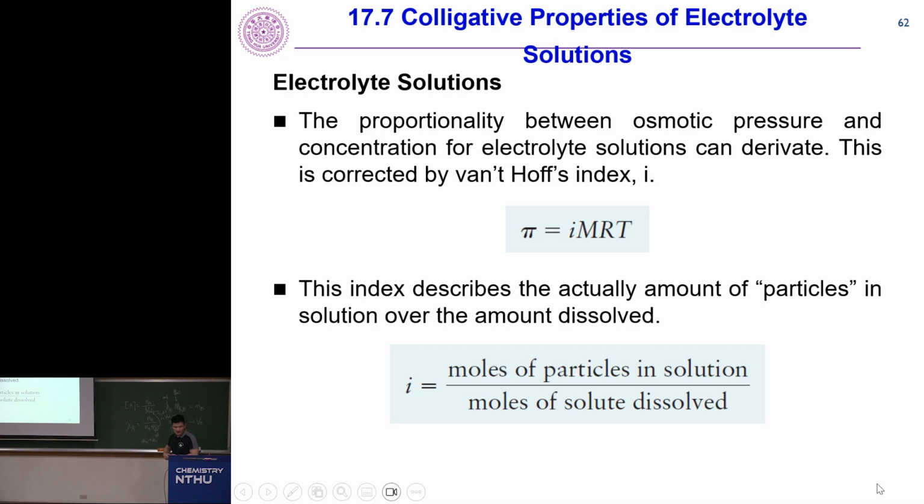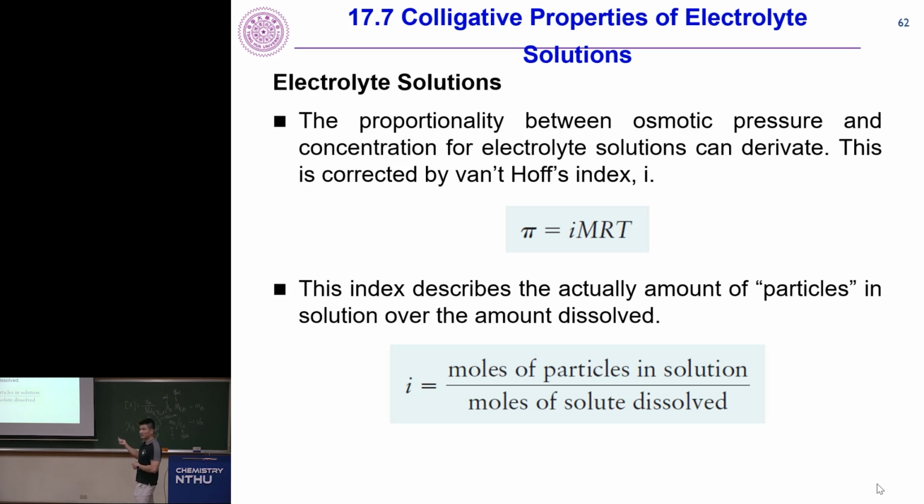All right. So like I mentioned, there's the ideal gas law, right? PV equals nRT, and of course a lot of times things are not ideal, right? Reality is we almost never have super ideal solutions. For non-ideal solutions, you have this concept called i that corrects for this non-ideal behavior, the proportionality between osmotic pressure and the concentration of electrolyte solutions, when you dissolve things like sodium chloride or magnesium chloride. This is corrected by van 't Hoff's index i.